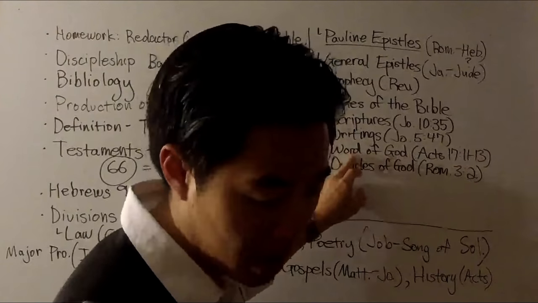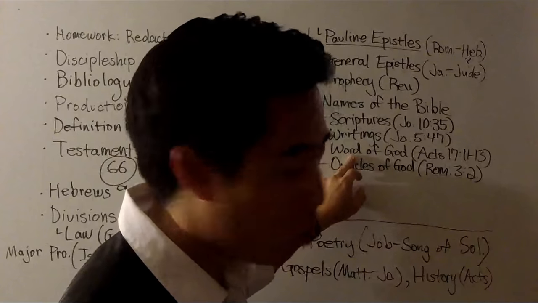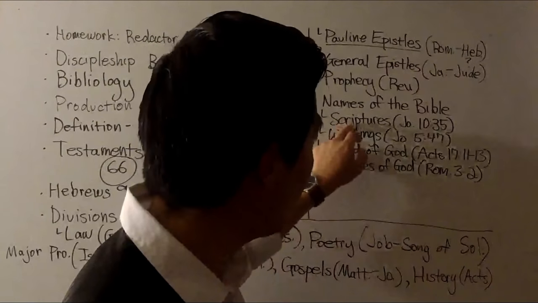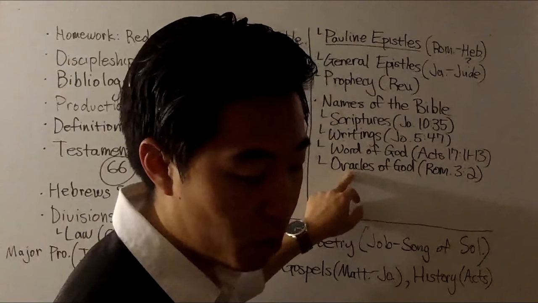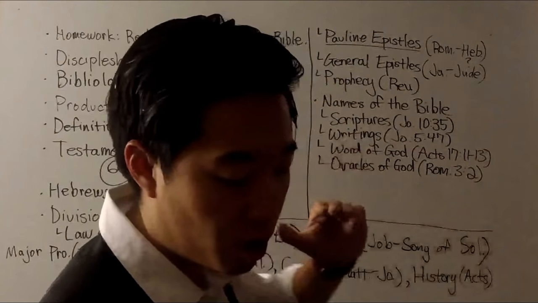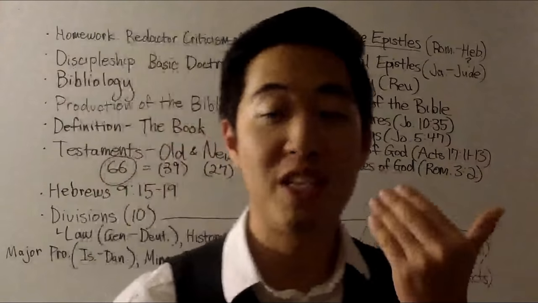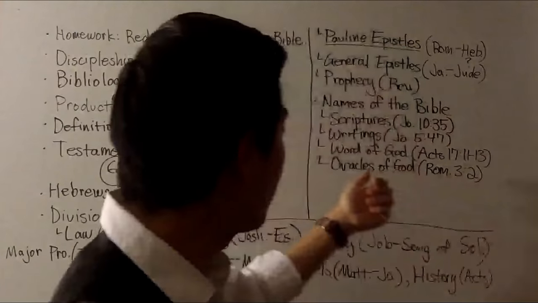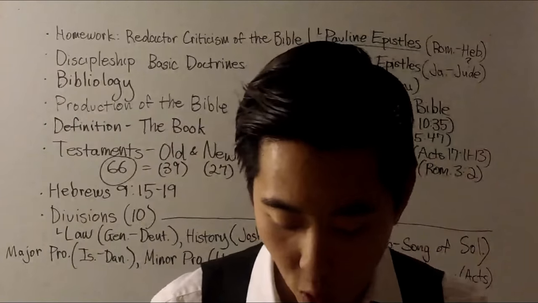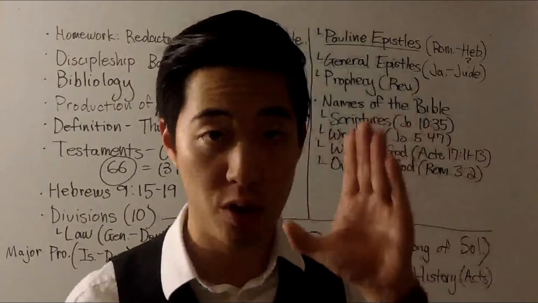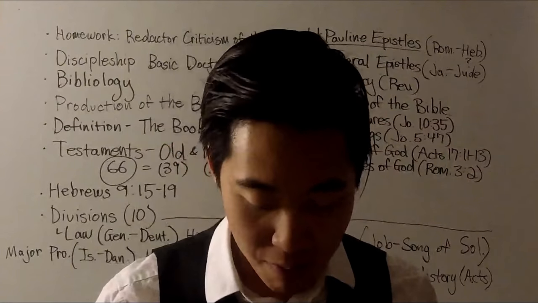The Word of God, well, obviously the Word of God follows the scriptures. That's where God's word is found. Oracles of God, why do we call it that? Because an oracle delivers a word from the divine. That's why the Bible is accurately called oracles of God. Now you know why these four words are accurately referred to as names of the Bible. We didn't make it up.